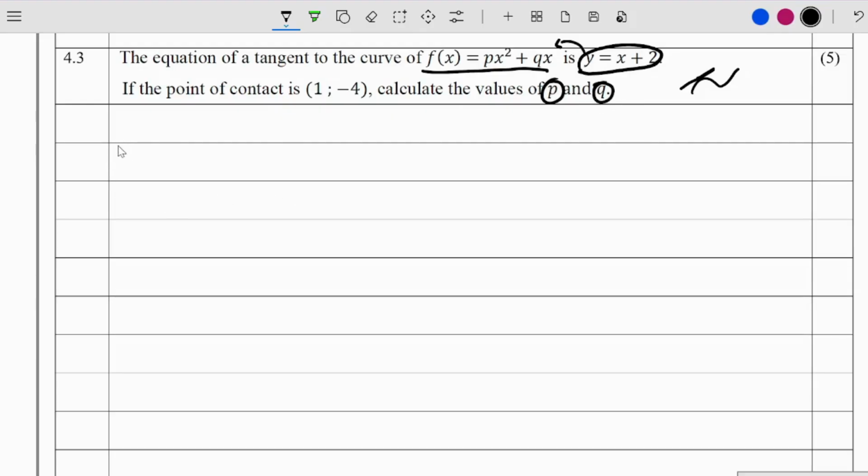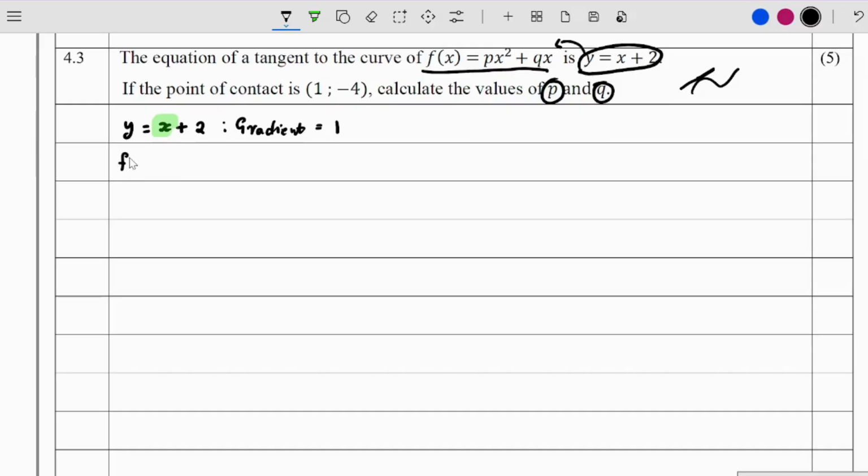Okay, no problem. First, we are given the equation of a tangent, y equals x plus 2. From this equation, one thing you need to notice is the gradient, the value of m. The gradient of this graph is equal to 1. That is your gradient. So what does this mean? It means that the derivative of the function f(x) will be equal to the gradient 1, because when you are finding the derivative, you are finding the gradient.